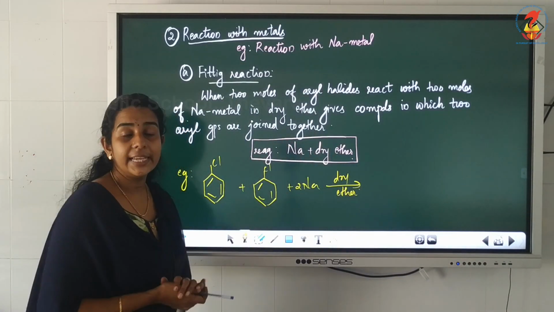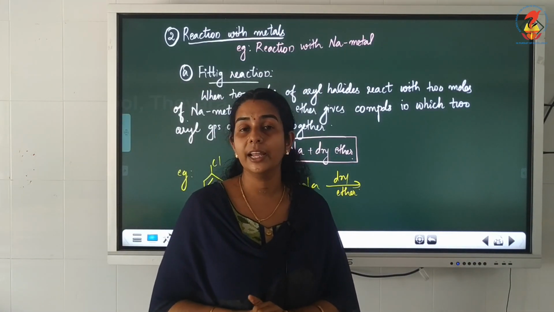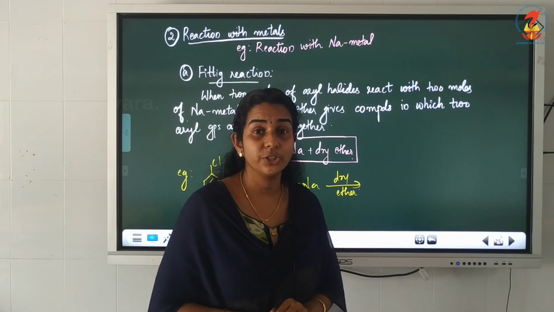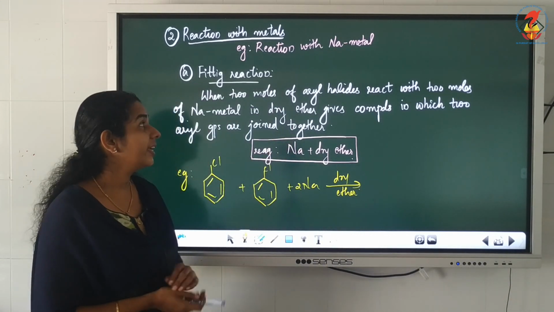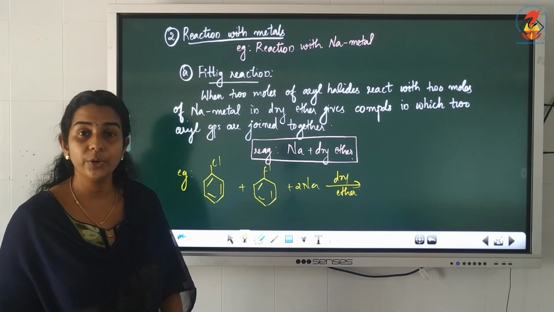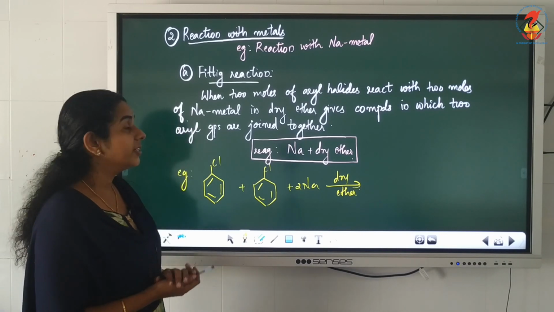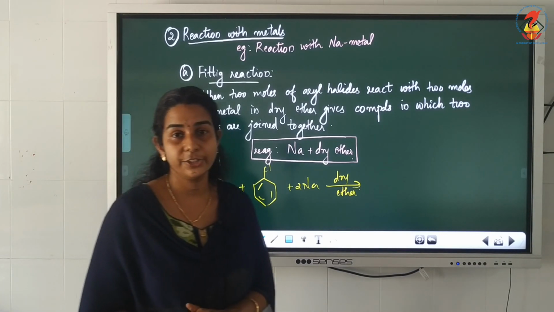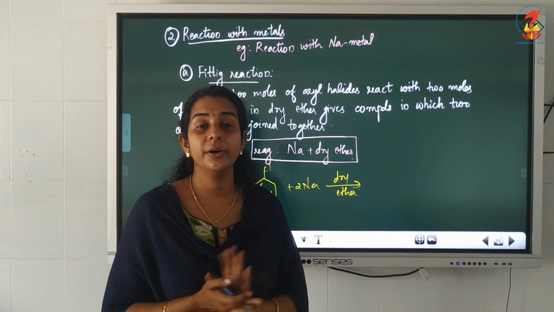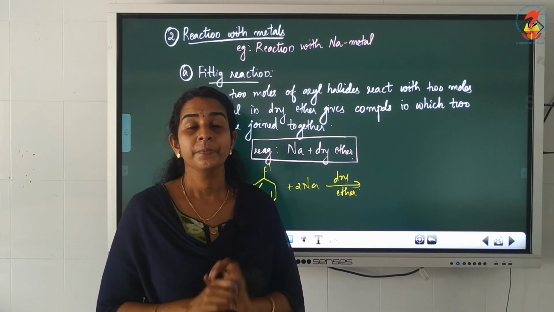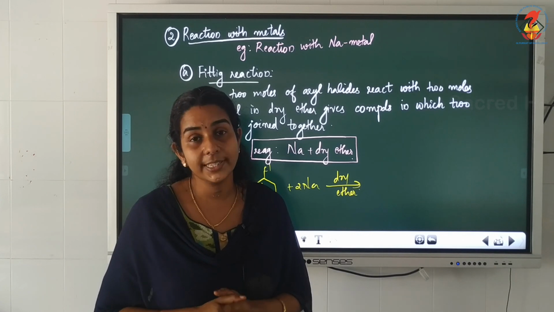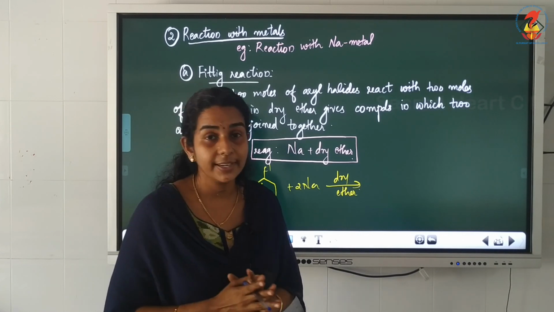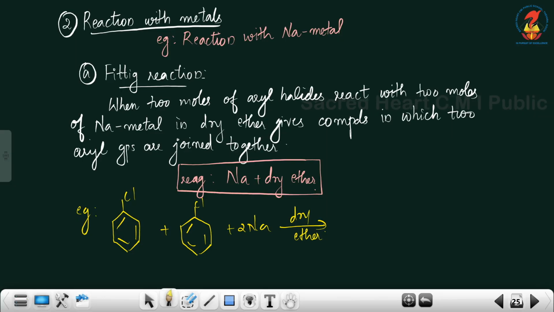Now the second type of reactions the haloarenes undergo is the reaction with metals, and we have only the reaction with sodium metal. The first reaction is the Fittig reaction. When we talk about the reaction with sodium metal, it is similar to Wurtz reaction. What is the reagent for Wurtz reaction? Metallic sodium in dry ether. In Fittig reaction also we use the same reagent, metallic sodium and dry ether.